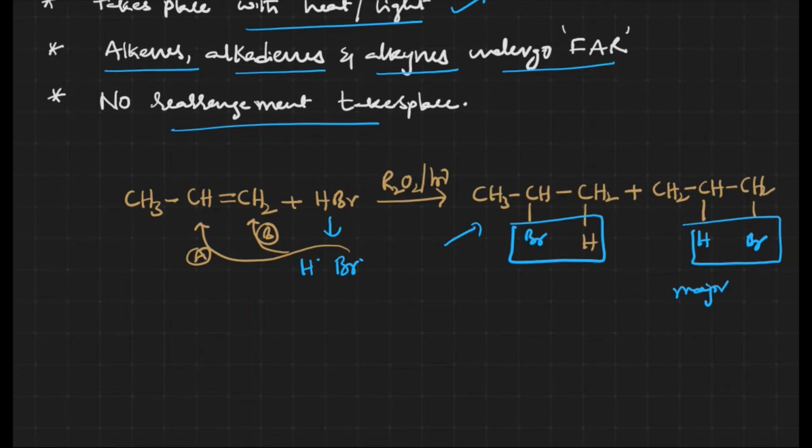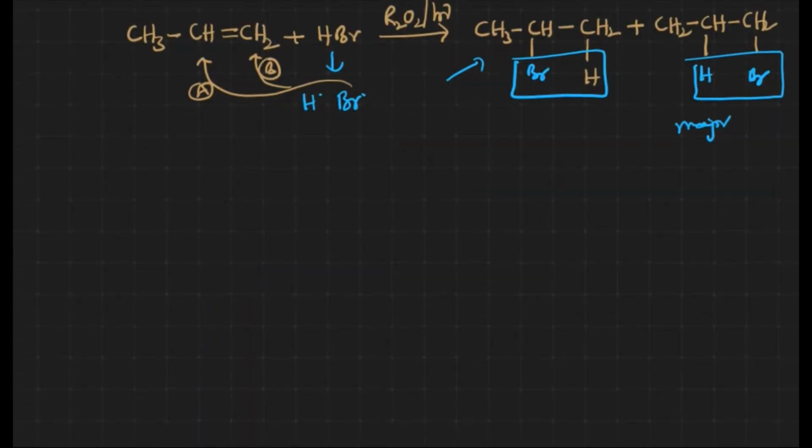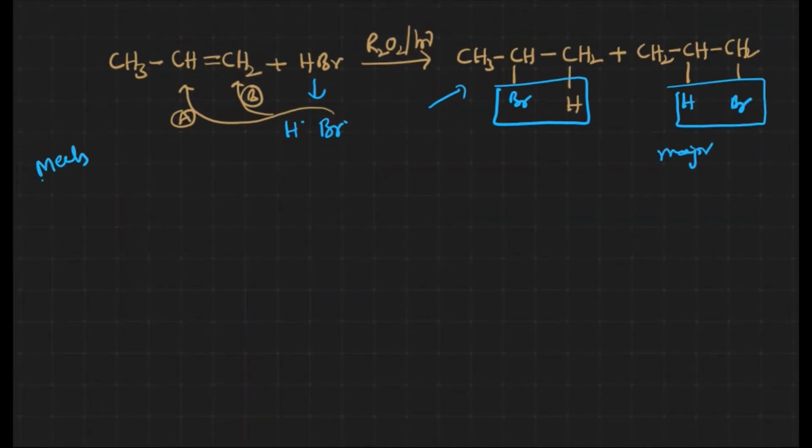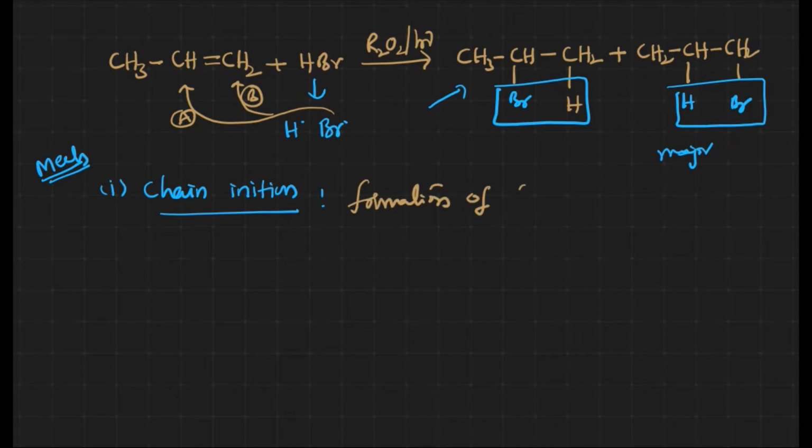Before discussing this, let us see the mechanism, how the reaction takes place. The reaction takes place in three major steps. The first step of the reaction is chain initiation. In all the reactions we have discussed, in the first step the generation of the respective electrophile, nucleophile or free radical takes place. Similarly here, in chain initiation, the formation of free radicals takes place.